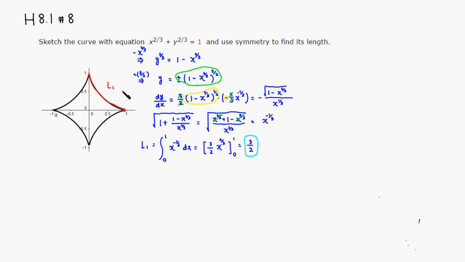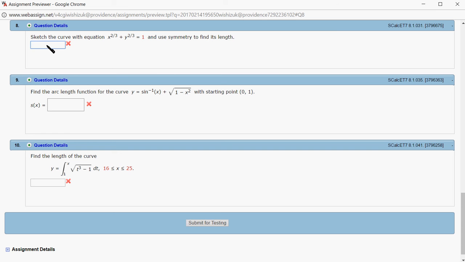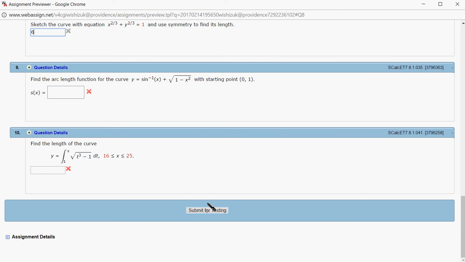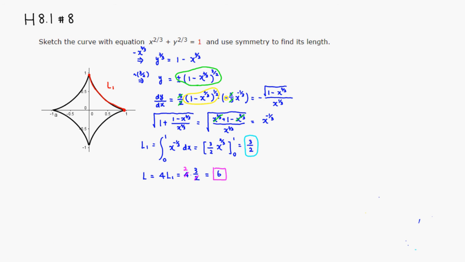If you want the entire curve, we just have to multiply by 4. So L is going to be 4 times L1, so 4 times 3/2. That will be 6, 2 times 3. Let's check the answer. I'm going to go here, and we got 6. Let's submit for testing. It came back and looks like we got this one correctly. That's it. I hope that this was clear.